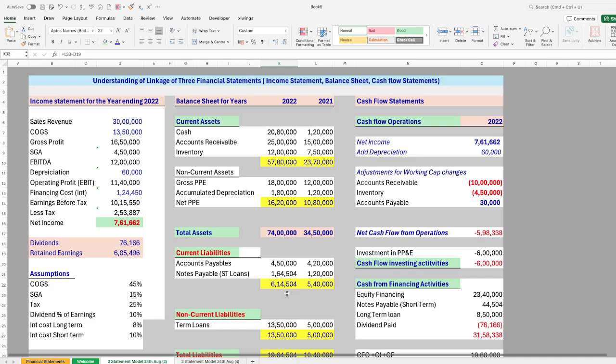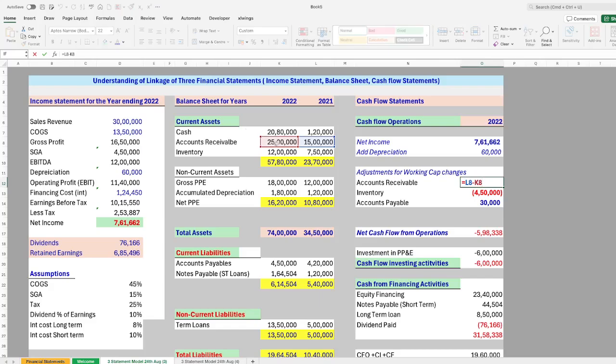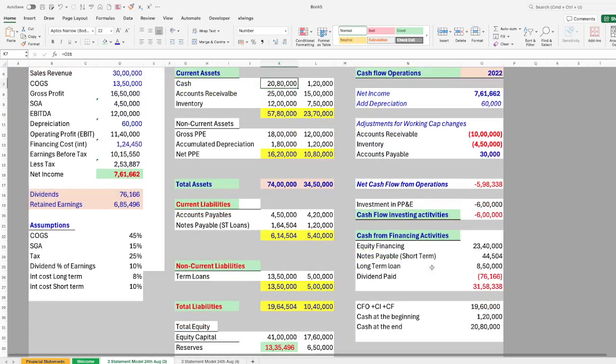Now let's quickly go into the cash flow from operations. As we already discussed, net income is the first item that comes from the income statement. Depreciation is added, which comes from the income statement again. Then the adjustment for working capital changes. The increase in accounts receivable from last year's balance sheet to this year is deducted, and similarly the increase in inventory is deducted. The increase in current liability, accounts payable, is added. The cash in the balance sheet is not taken into consideration because that will be adjusted in the cash flow for all the cash balances at the end.